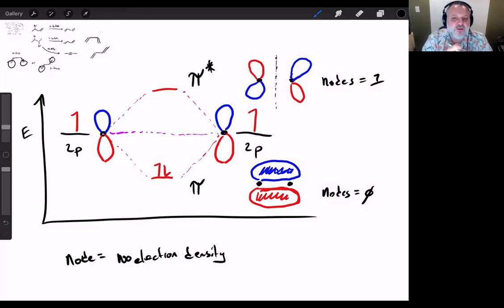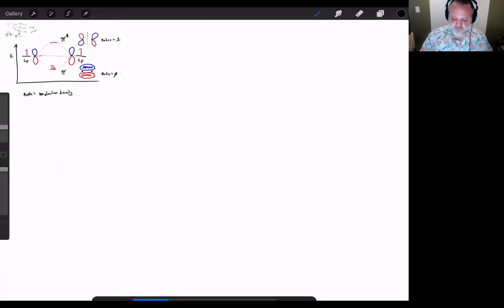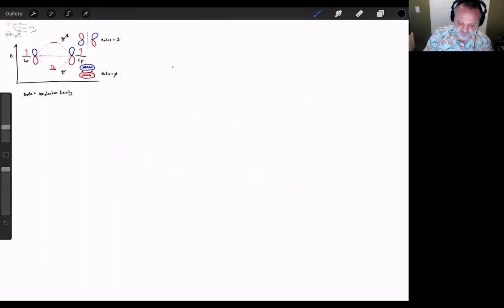It's not that electrons can't be in an anti-bonding orbital. It's just that if there are electrons in an anti-bonding orbital, then they don't help hold the 2 atoms together. Okay, and so this should establish the basic pattern. And so what I want to do now that I've established the basic pattern is take this pattern and apply it to our simplest conjugated system, butadiene.